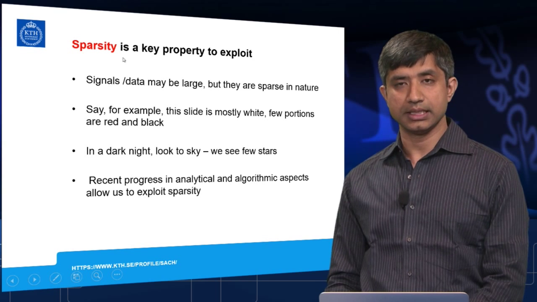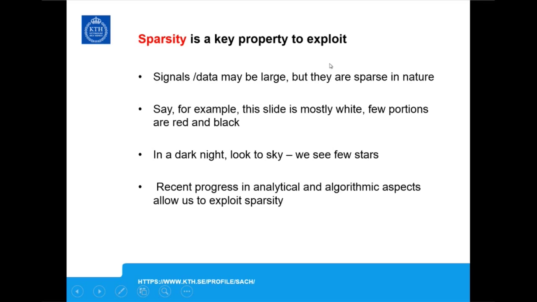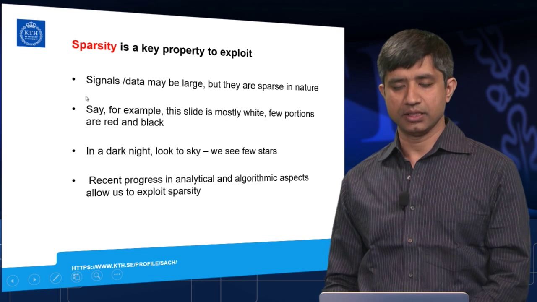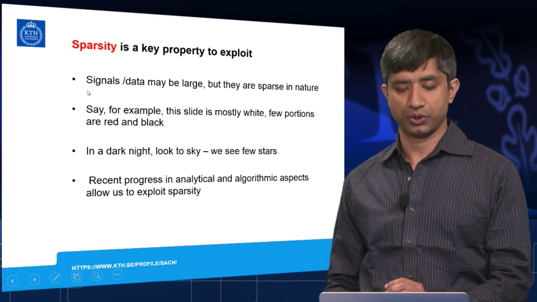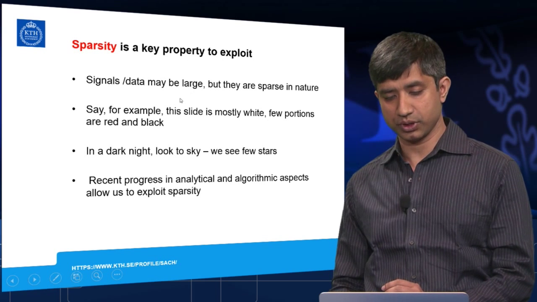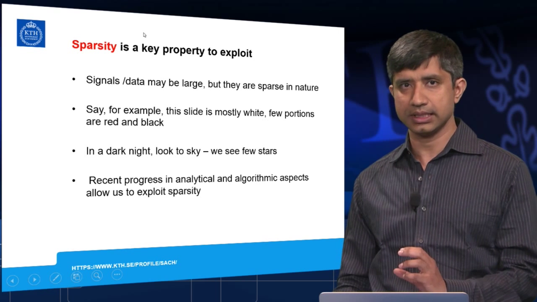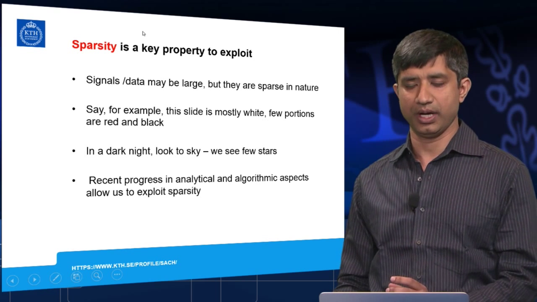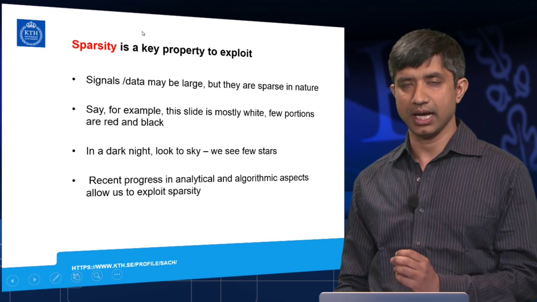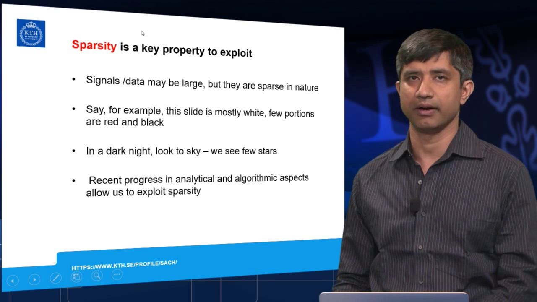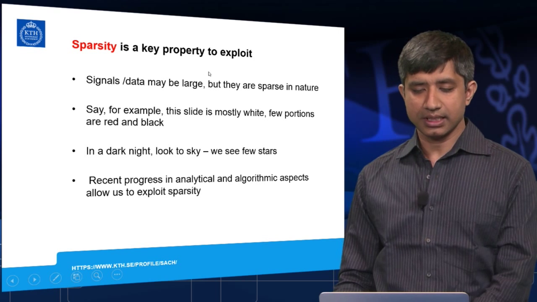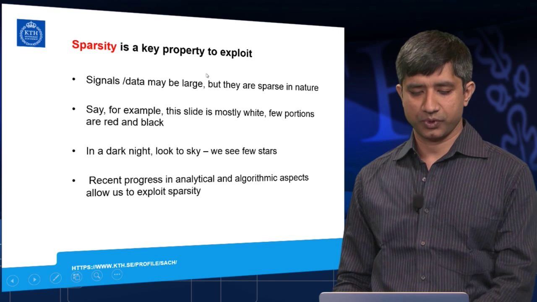So, sparsity is a key property to exploit. Signals or data may be very large, but they are sparse in nature. Say for example, this particular slide is mostly white and few portions are red, and most of the portions are black, and there is also blue. So, in the whole image of this slide there are few activation points shown by these blue, red and black portions. Most of the things are nothing. So, in that case this is a sparse image.